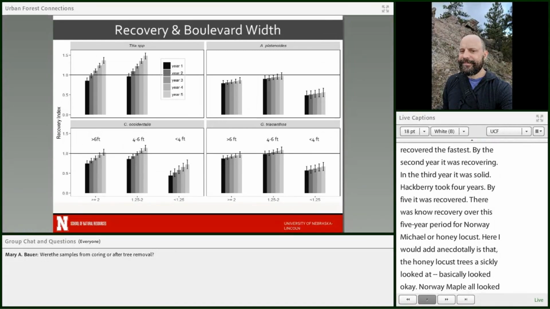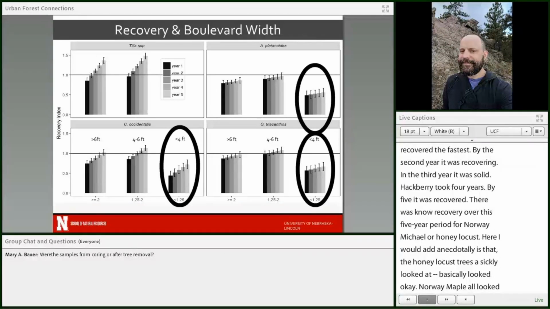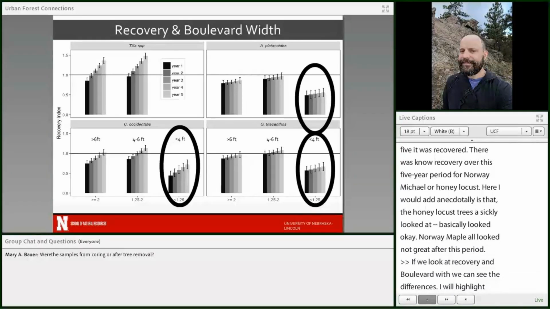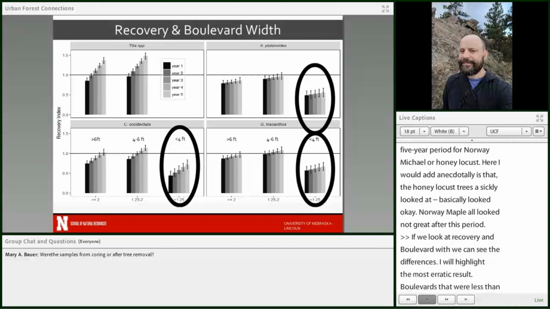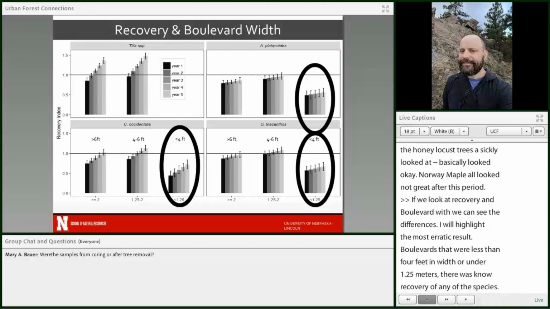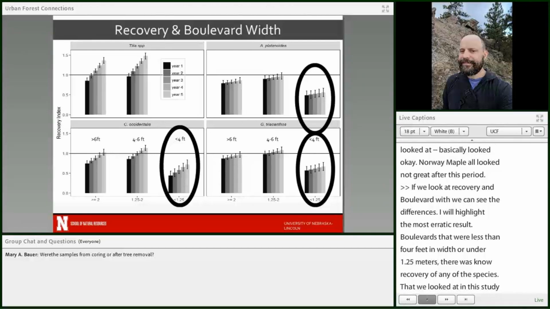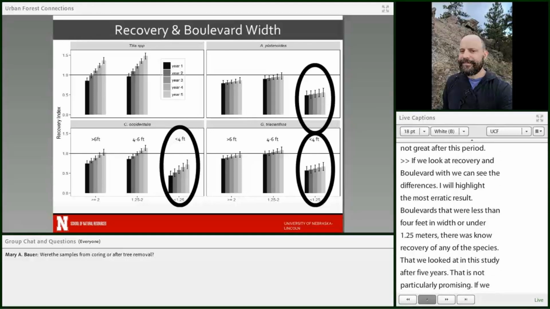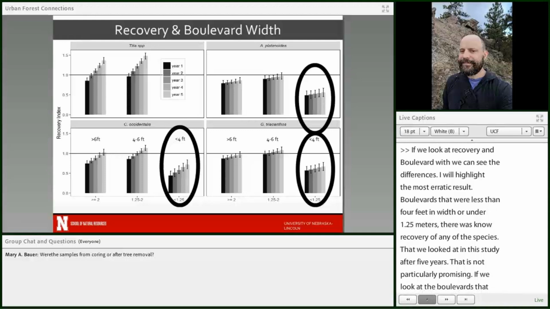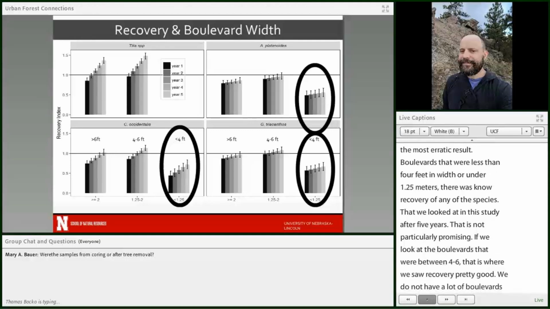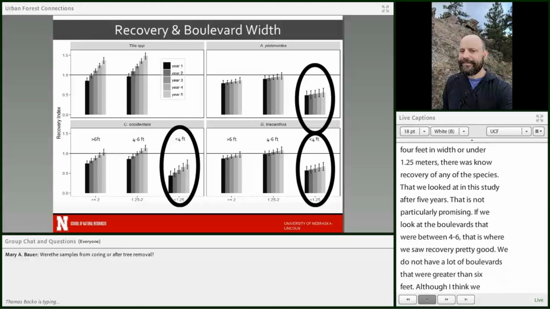If we look at recovery and boulevard width, we can see the differences here, so I'll just highlight the most dramatic results. Boulevards that were less than 4 feet in width, or under 1.25 meters, had no recovery of any of the species that we looked at in this study after 5 years. So that's not particularly promising. If we looked at the boulevards that were between 4 and 6 feet, that was where we saw recovery really pretty good. And we didn't really have a lot of boulevards that were greater than 6 feet, although I think we would have seen better recovery if we'd had a larger sample size there.